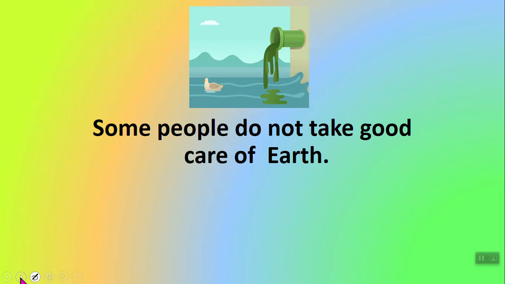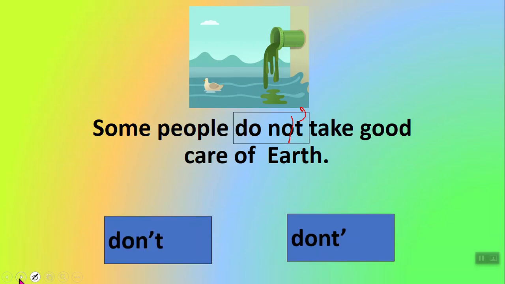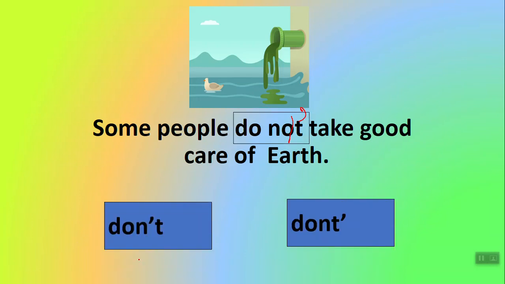Some people do not take good care of the earth. So how do we write the contraction do not? So it becomes don't. What do we do? We cancel the O here, and instead of that we put an apostrophe. So it becomes like this. The first one is the correct way to write don't.